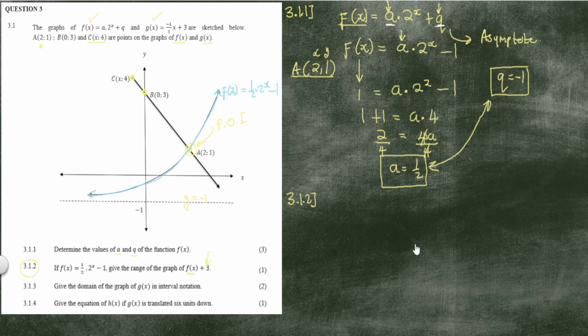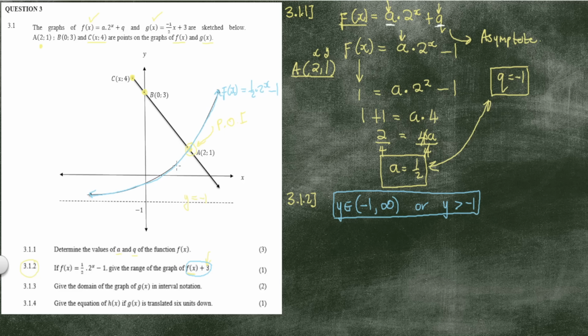Let's write it down. The range is the set of all y values. So y is an element of, we exclude the minus 1, which is the asymptote, going all the way up to positive infinity. Or you can quote it like this: just say y is greater than minus 1. Now here's the catch. This is not the range that we are looking for. We are looking for the range of the graph f of x plus 3.